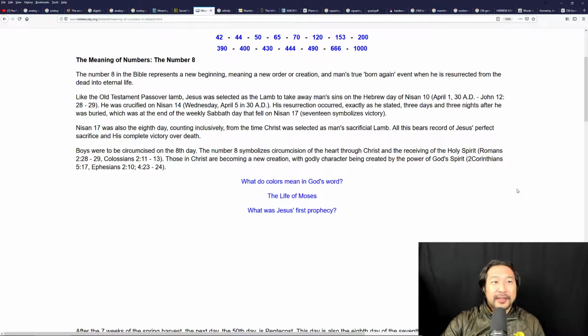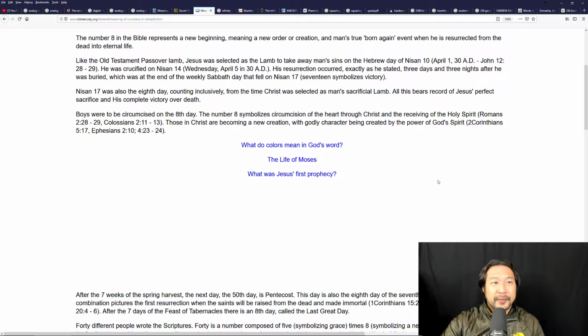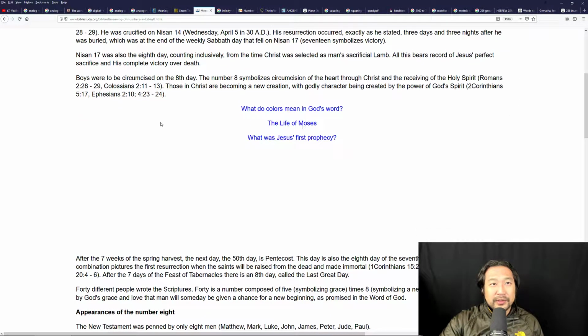So okay, like the Old Testament Passover lamb, Jesus was selected as a lamb to take away man's sins on the Hebrew day of Nisan 10. He was crucified Nisan 14. His resurrection occurred exactly as stated, 3 days and 3 nights after he was buried, which was at the end of the weekly Sabbath. So that fell on Nisan 17. Nisan 17 was also the 8th day, counting inclusively from the time Christ was selected as man's sacrificial lamb. All this bears record of Jesus' perfect sacrifice. It's a complete victory over death. Boys were to be circumcised on the 8th day. Yes, we already went through that.